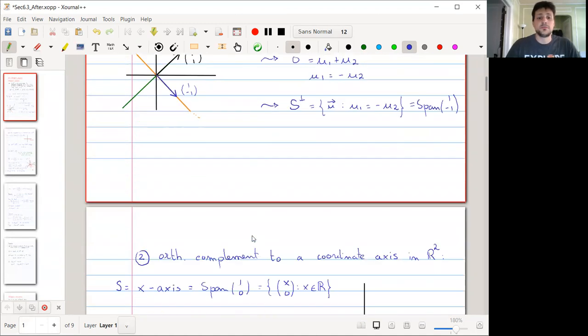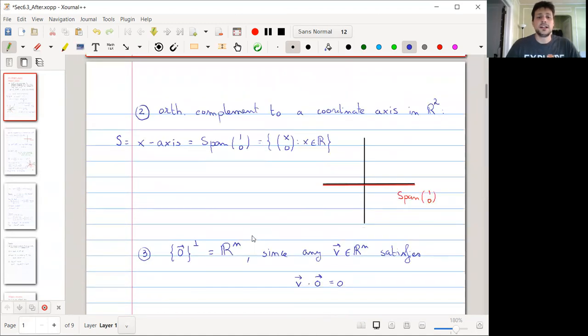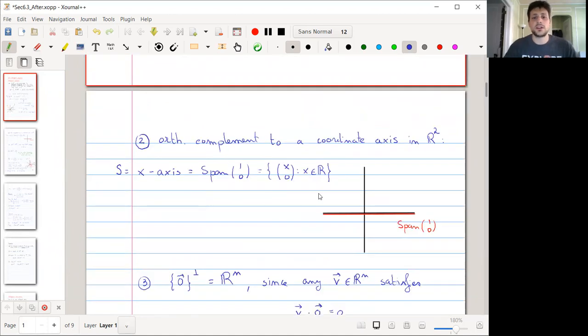Okay. Another example, again in R2, so that we can get a good grasp of how these examples look. Suppose that S is my x-axis, so I can write that as the span of the vector (1, 0), which is the first standard vector, the horizontal one. Then it shouldn't be too hard to conclude that the orthogonal complement of that space is nothing but the y-axis, as we see from this picture.